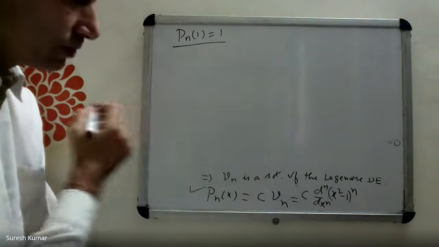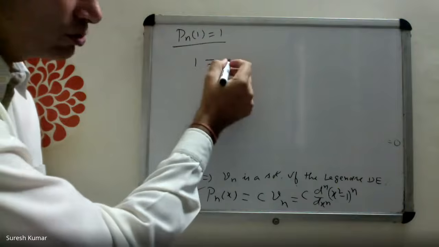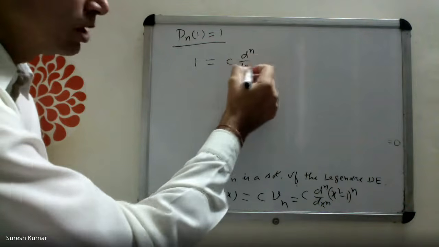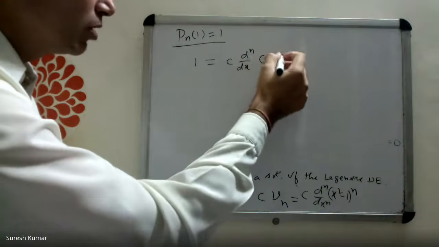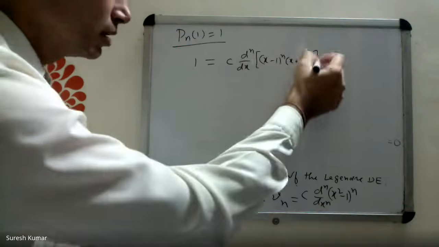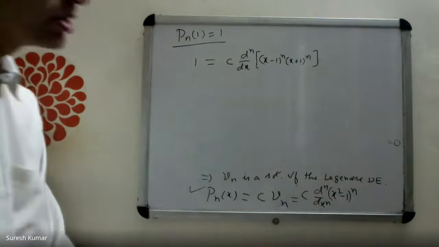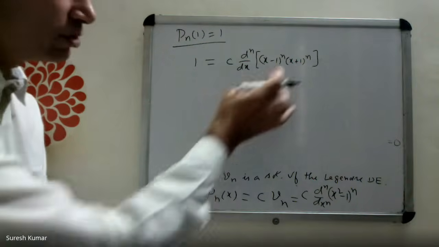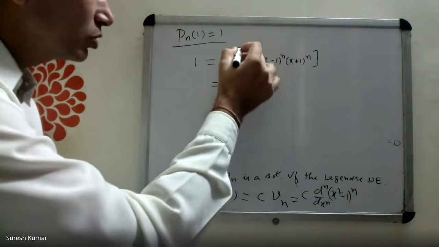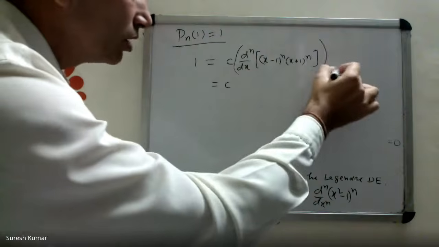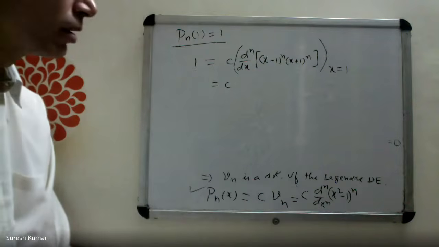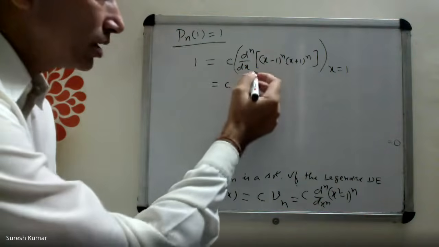Pn(1) equals c times the nth derivative of (x minus 1) to the power n into (x plus 1) to the power n. I can break it as (x minus 1) into (x plus 1), I have done it with purpose. And also I need to put x equal to 1 here after doing the derivative. So what do I get after this step?